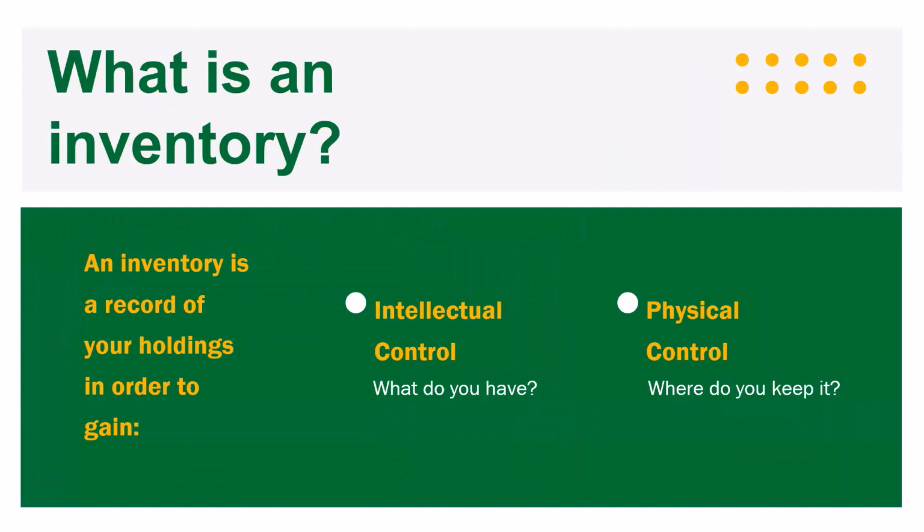So getting started, let's get clear on what an inventory is. The word inventory is actually both a noun and a verb. Broadly, an inventory is a list of items, but it's also the act of surveying those items to list them. So when we're talking about inventory today, we're referring to it as a list or a record of what material or collections are in your holdings so that you can gain both intellectual control and physical control over them. Intellectual control is understanding what you have, and physical control is knowing where it is so that you can find it.